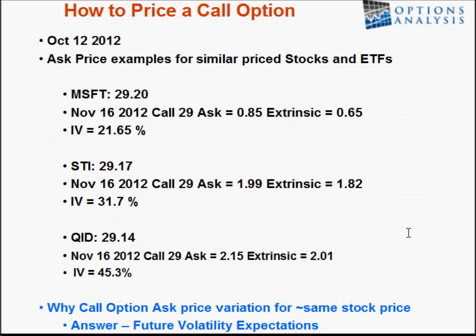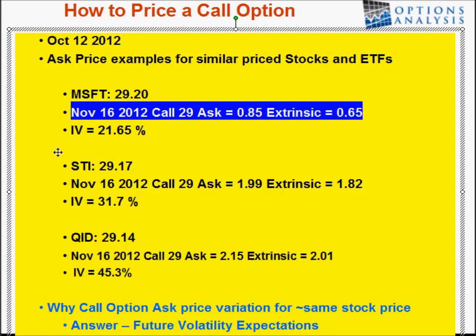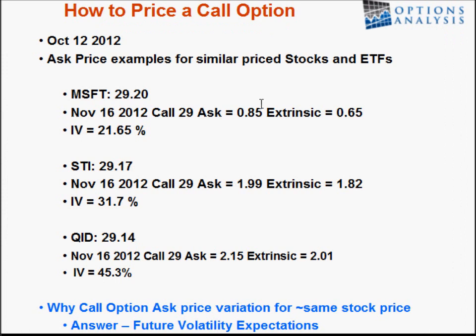When you're pricing a call option, we showed one, this Microsoft November 16th 29 call option that was priced at 0.85 with an extrinsic value of 0.65. That is how much extra you had to pay above the expiration price to trade this call option. And it had an implied volatility of 29.65%. We're going to be discussing what that means later.